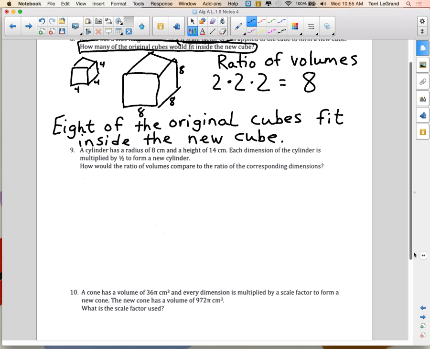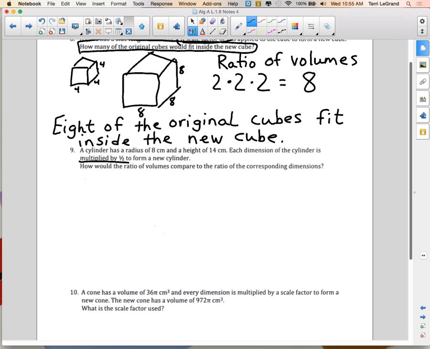We have a cylinder that has a radius of 8 centimeters and a height of 14 centimeters. So a radius is halfway from the center of the circle. So there's circles at the top and bottom of the cylinder. So 8 centimeters. A radius is from the center to the side. And a height of 14 centimeters. Each dimension of the cylinder is multiplied by 1/2. Okay? Would you underline that right there? Multiplied by 1/2. What does that tell us?